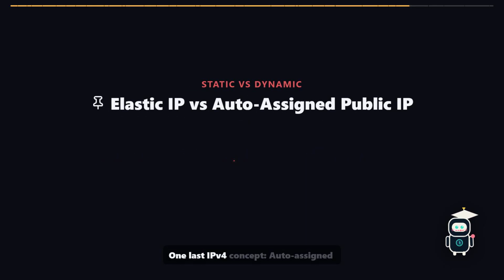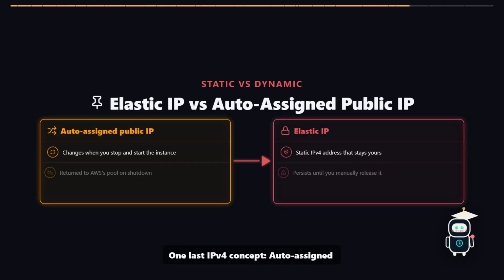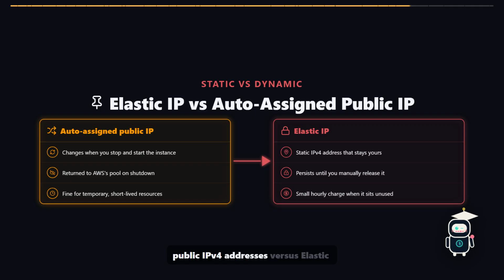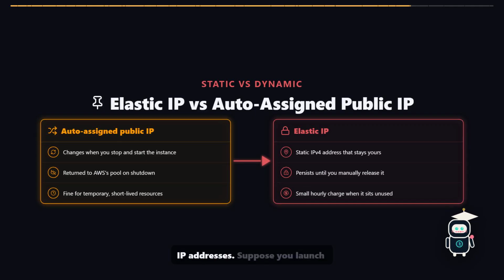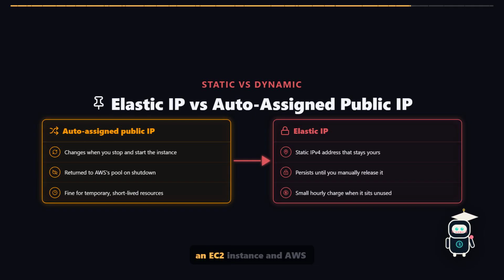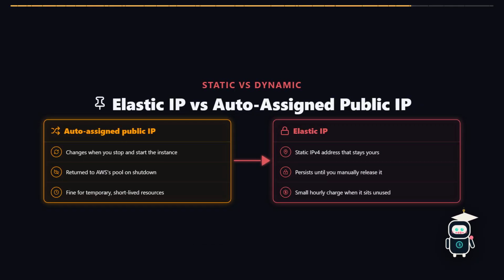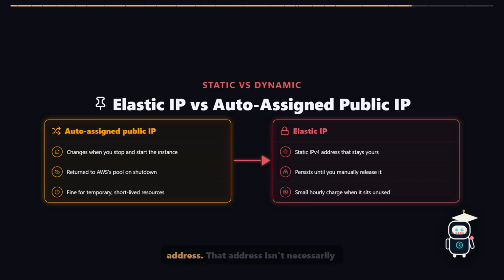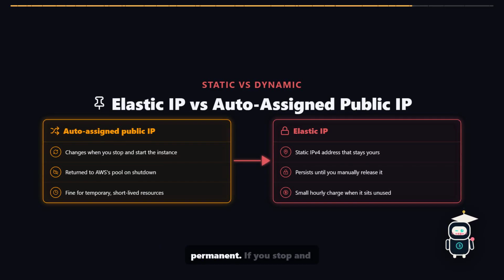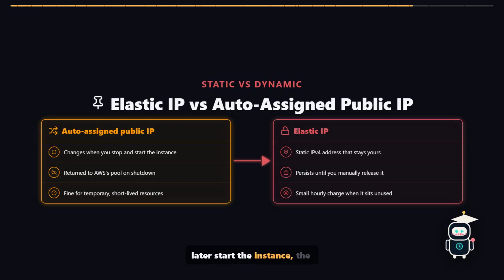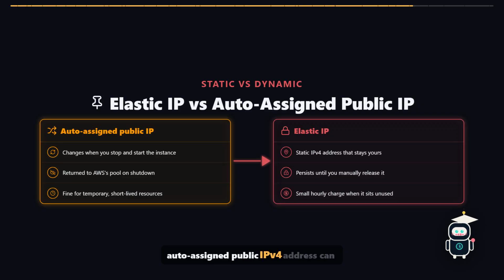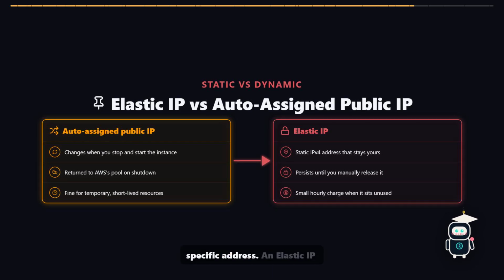One last IPv4 concept: auto-assigned public IPv4 addresses versus elastic IP addresses. Suppose you launch an EC2 instance and AWS assigns it a public IPv4 address. That address isn't necessarily permanent. If you stop and later start the instance, the auto-assigned public IPv4 address can change. That's a problem if something depends directly on that specific address.